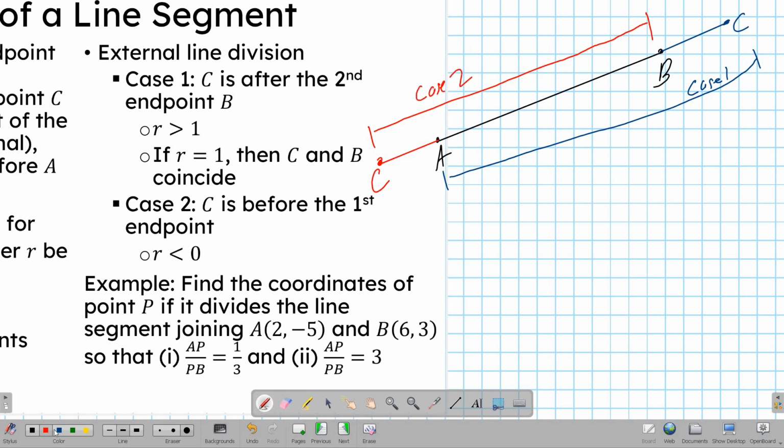And both of them are what we call external line division.